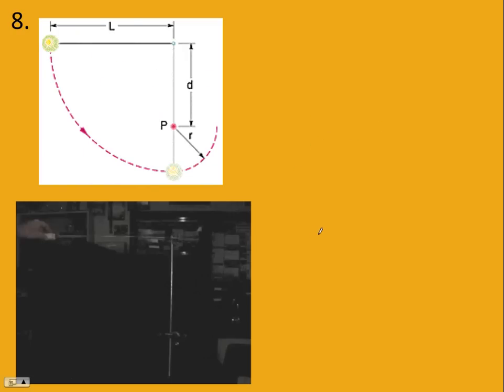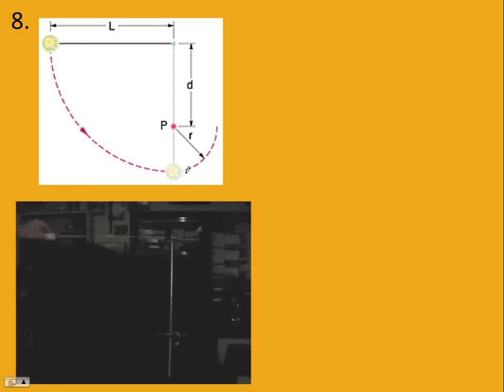And number 8, this one you kind of have to picture it. The first part here, the pendulum's released from rest, and it swings down, and down here at the bottom, how fast is it going? And so you can get the change in height, and the potential equals kinetic. That one should be easy.